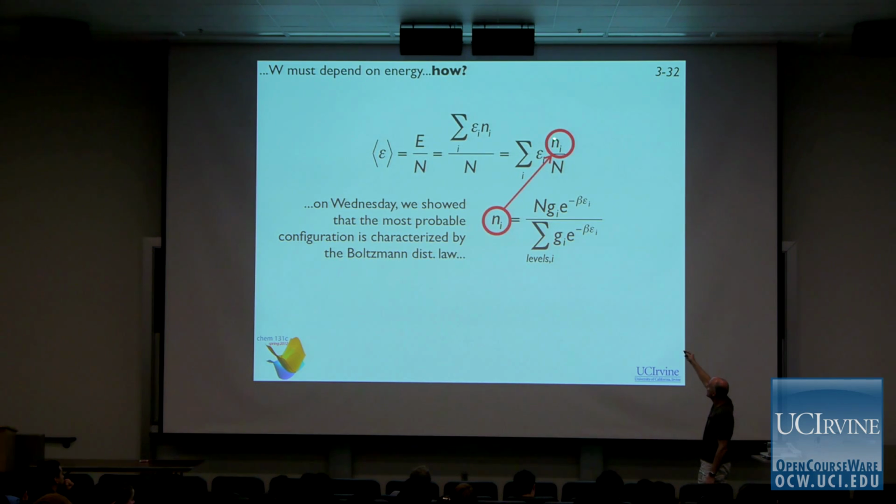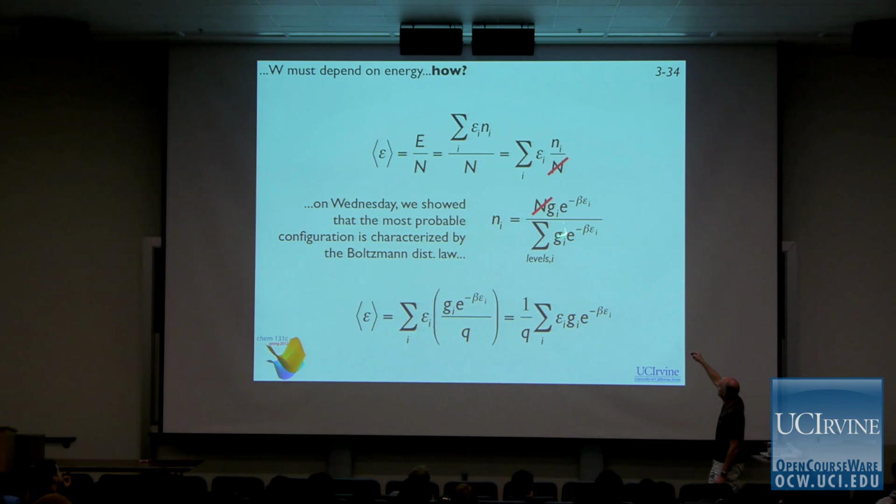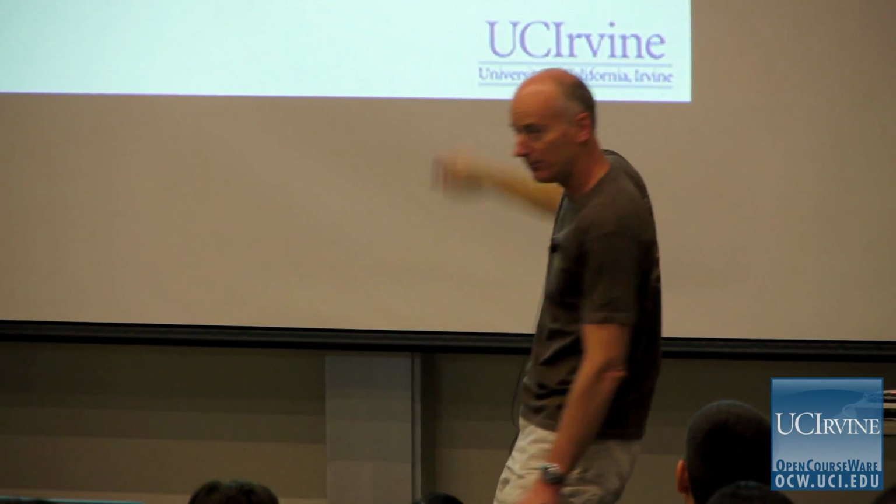Now, we have an expression for N already from the Boltzmann distribution law. If I plug this expression in for that N right there, I think you can see immediately that this big N and that big N are going to cancel. Boom. And so now, when I do that substitution, here's the equation that I get for the average energy. All I did is make a substitution for that N.